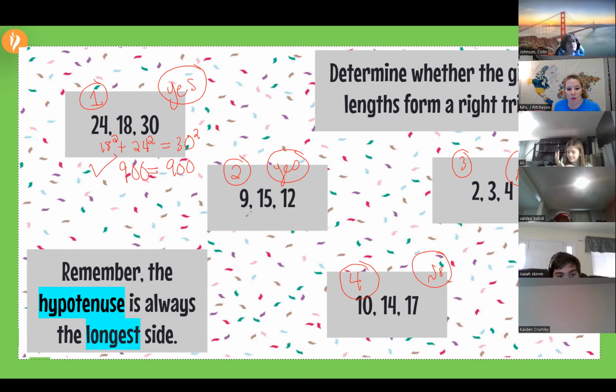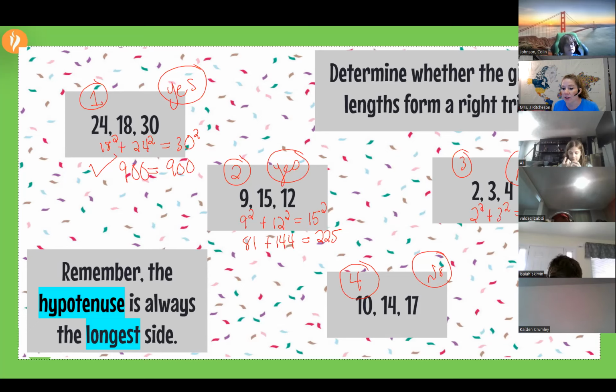Number 2, we're going to square the two smaller sides. 15 must be the hypotenuse. 81 plus 144 does, in fact, equal 225, right? Number 3, 2 squared plus 3 squared is not 4 squared. 2 squared is 4, 3 squared is 9, and that does not equal 16. And the same thing with the last one: 10 squared plus 14 squared does not equal 17 squared.